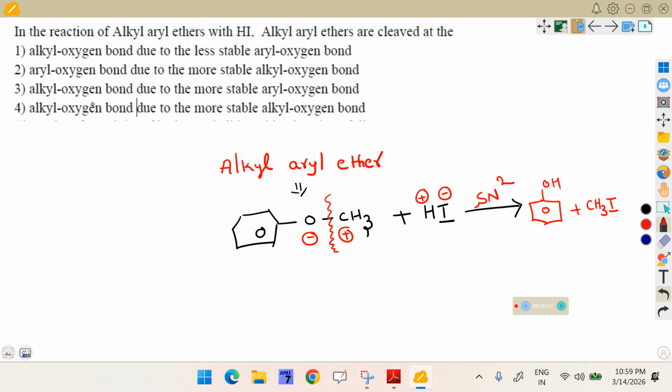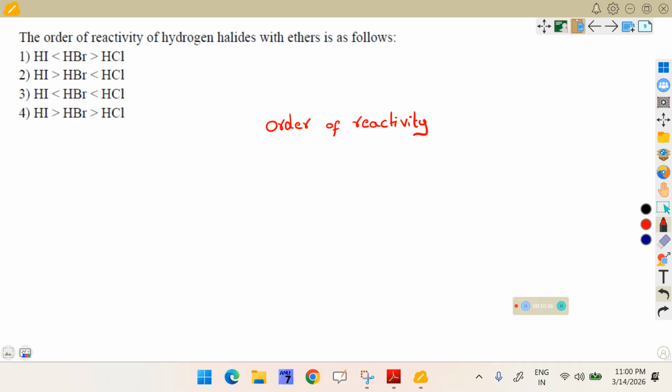The answer is alkyl oxygen bond is cleaved due to the more stable aryl oxygen bond. Yes, the alkyl oxygen bond is less stable. The aryl oxygen bond is more stable. And one more reason is it follows the SN2 pathway. The next question is the order of reactivity of hydrogen halides with ethers is as follows. The order of reactivity is HI is most reactive, after that HBr, finally HCl. So the correct option is the fourth option.